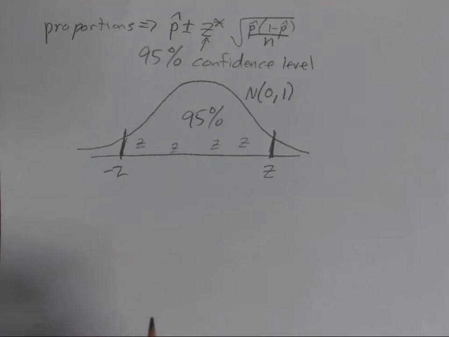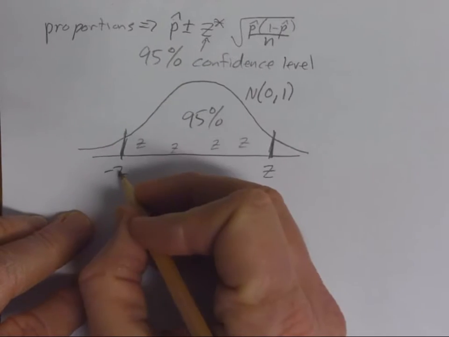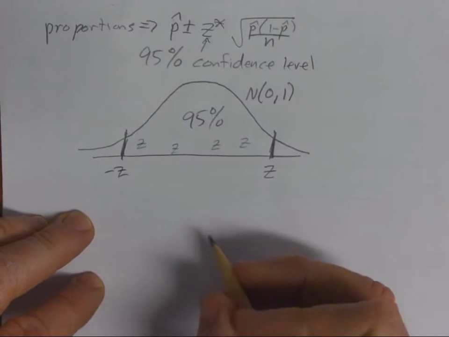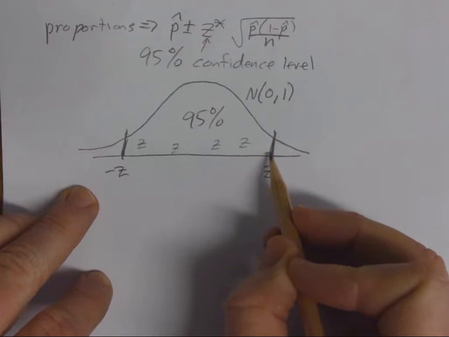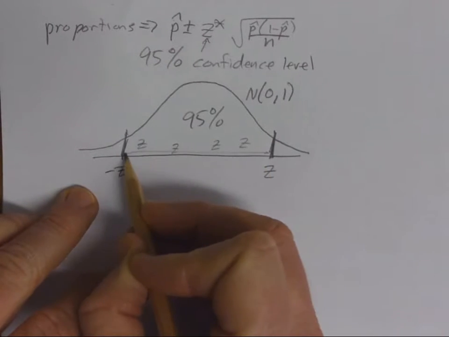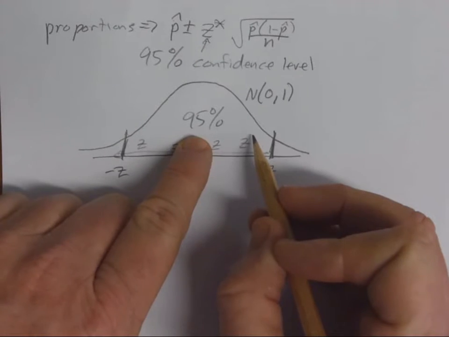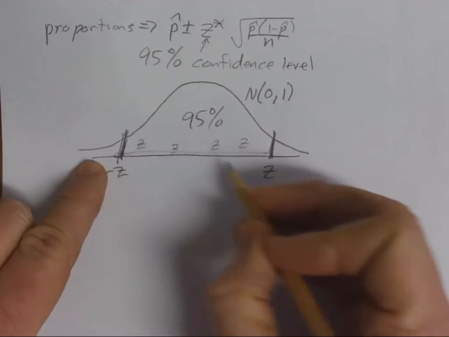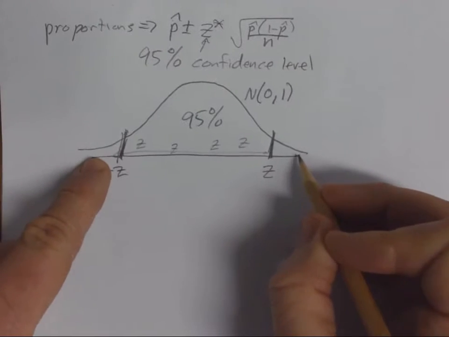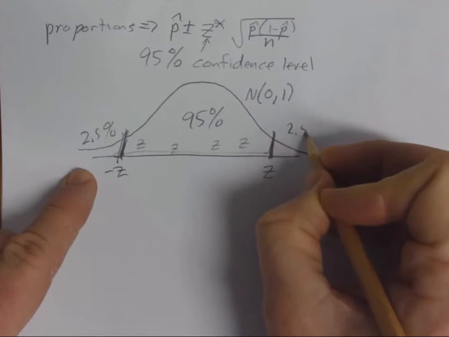All right, so there's a couple of ways of doing this. With the older versions of the 83 or 84, we're going to use inverse norm to tell us these z-scores. Inverse norm on the older ones especially always works with the left area. So we'll have to find the area to the left of this. If we have 95% of the curve in the middle, that means 5% is outside of these values. Well, they're the same area, so this is 2.5%, and this is 2.5%.